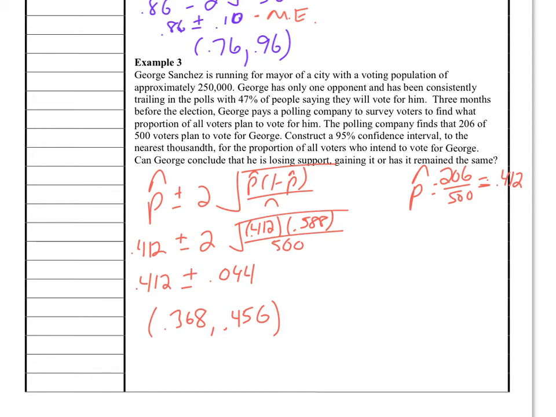So for it to have remained the same, we would expect our 47% that we just got up here, because that's what it used to be, inside our interval. And unfortunately, 47% is just above. So since 0.47 is above, it's outside the bounds of what would occur due to random variability. So George can conclude he is losing support. I'm going to write that down, and we'll talk about it again.